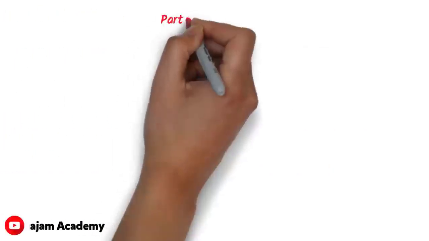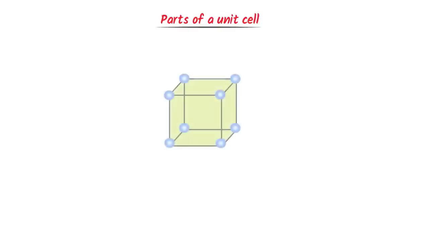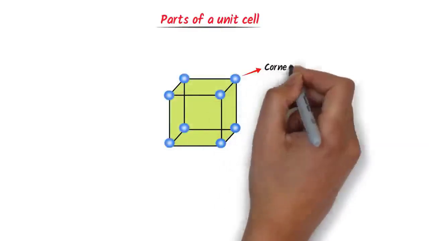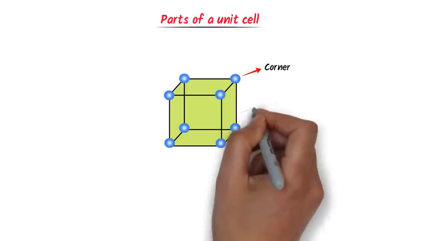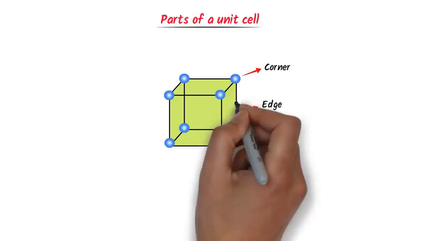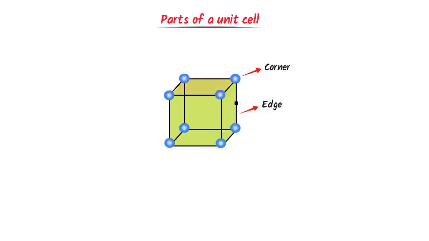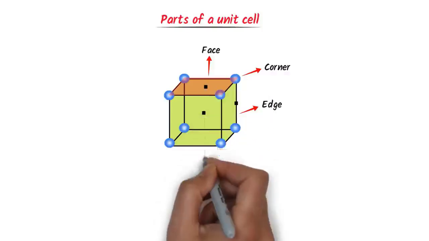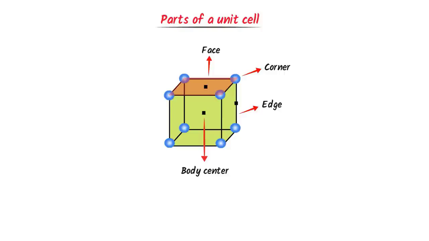Now let me teach you different parts of a unit cell which is often ignored. Consider this unit cell. This is the corner of a unit cell. Secondly, this is the edge of a unit cell. If I ask you where is the edge center, you can easily spot this position. Thirdly, this is the face of a unit cell, and I hope you can spot this point as a face center. Lastly, this is the body center. Thus note down these different parts of a unit cell.